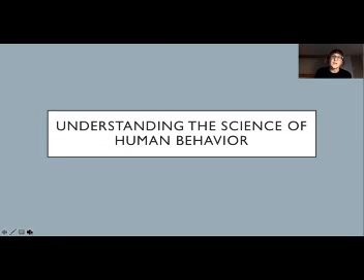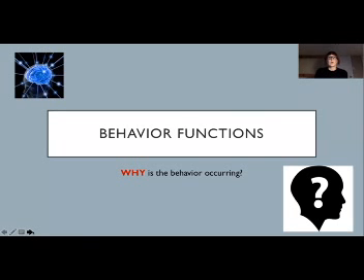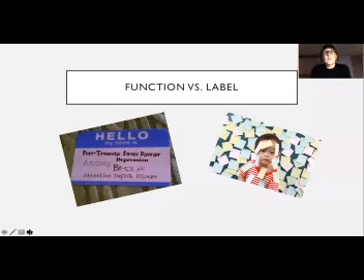So now we're going to go into understanding the science of human behavior. So we need to really think about why. Why is the behavior occurring? Two people could engage in the exact same behavior for different reasons, such as screaming in the classroom or running out of the classroom. Not everybody engages in the same behavior for the same reason. So we get really caught up on labels, but we need to start thinking about functions.